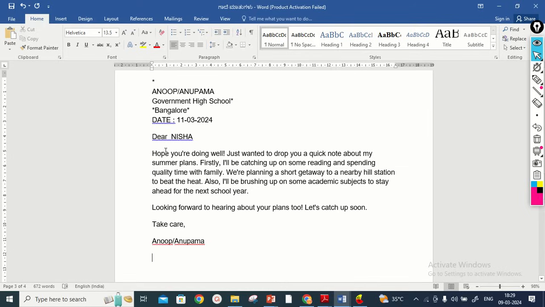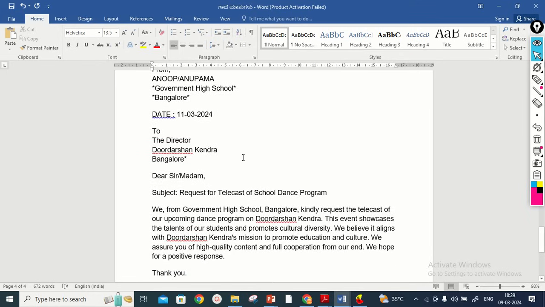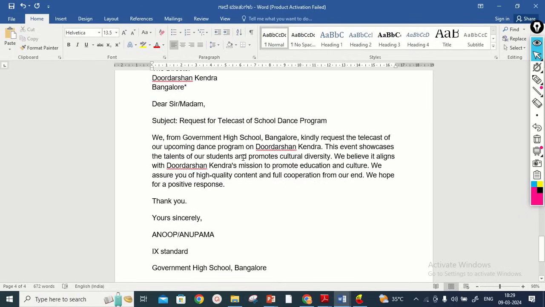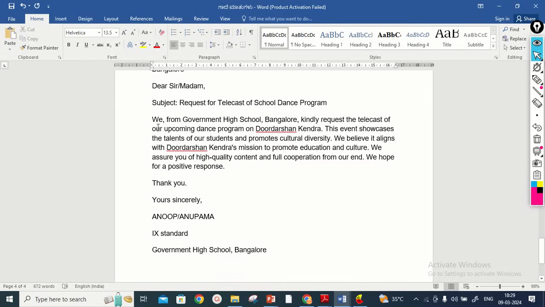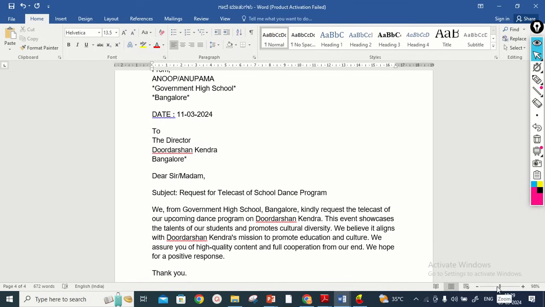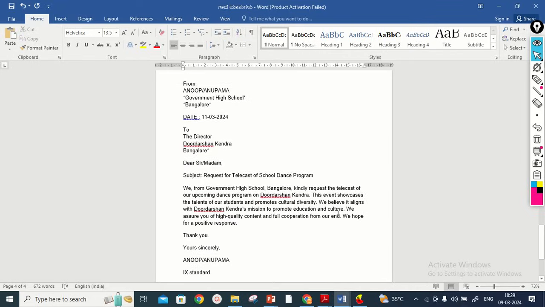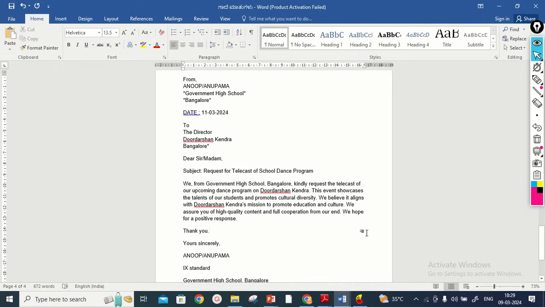And for the formal letter, I will show you the second one like this. From address, date, to address, dear sir or madam, subject. Write the subject here, and also thanking you, yours sincerely, your name, class, and school. So this is the method of writing the formal letter. I will surely show you the format completely here. So this is the method of writing the letter. By using this method, you have to write the letter. Any one letter you have to practice.